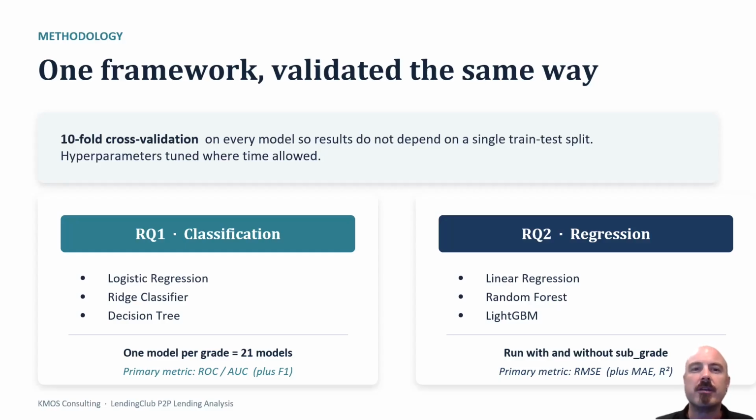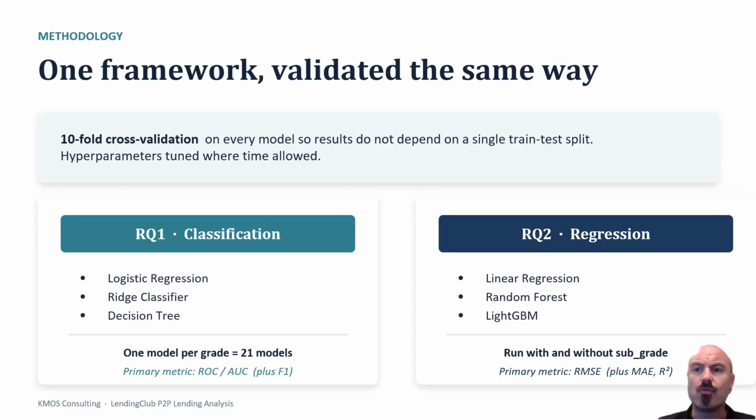When it came to this, we trained 3 classifiers across all 7 of our grades. We broke out into each grade just because the grades were the strongest signal in here. And if we hadn't done that, it would have been the strongest predictor, and there wouldn't have been any other. It would have been too much noise. So for research question 1, we took that classification: logistic regression, ridge classifier, our decision tree model, and we broke it out by grade. So we did 1 model of each per grade, so 21 different models. They were judged primarily on area under curve, but we also did some F1 analysis.